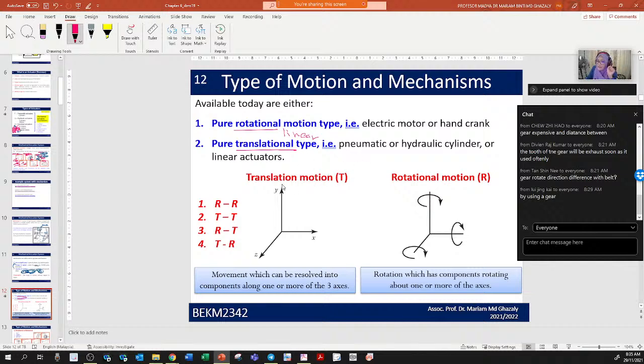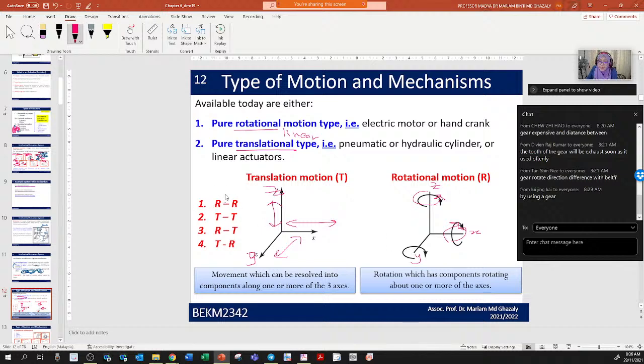So what does it mean by translation motion or rotation motion? Let's say you have an x-axis, y-axis, and z-axis, normally with the z-axis on top. Translation motion means the motion moves in the x direction, z direction, or y direction. We call this linear motion. Rotational motion is when it rotates about one of the axes, clockwise or counterclockwise.